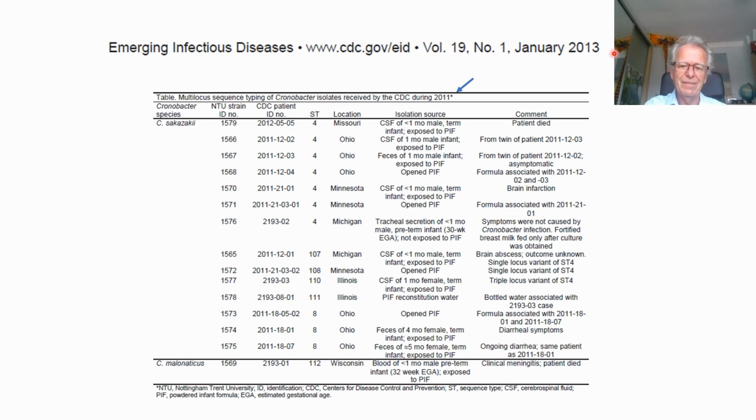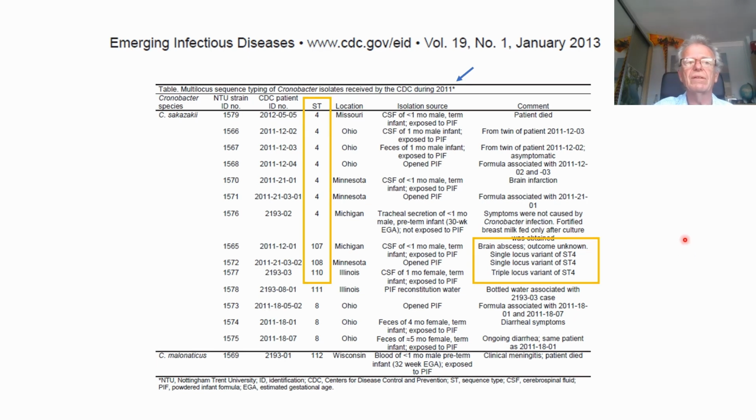So December 2011 was where it hit the headlines. January 2013 is when the paper came out. And these were all the strains that CDC were able to send us. And they're from different states, and they are different sequence types. But when you look at those which were associated with meningitis, it again pops out as being the sequence type 4 or clonal complex 4.